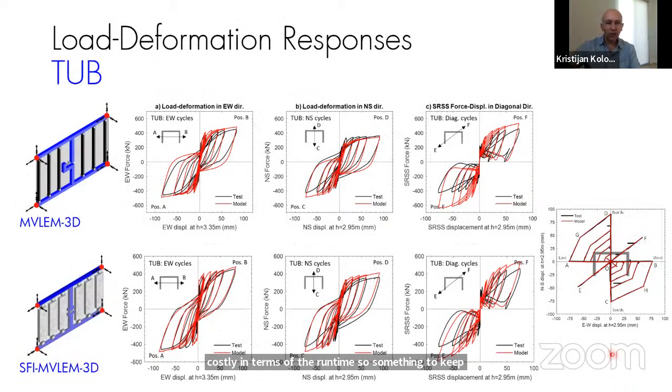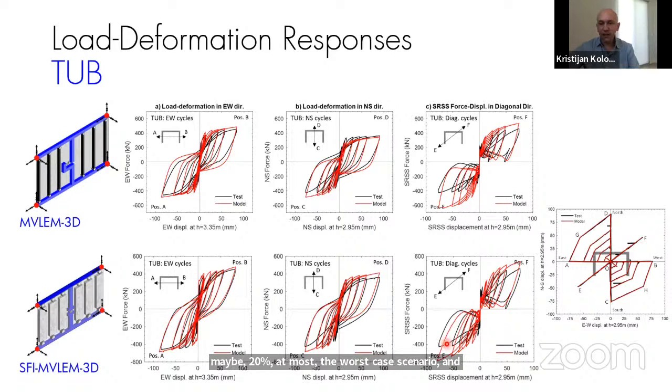When we're looking at the overall responses, here we see the responses in east-west, north-south, and diagonal directions. We can see slightly better response, especially in diagonal direction for the shear flexure interaction model. But I would say overall, they're all reasonable. One thing you can notice here is that in the diagonal direction, both of these models tend to overestimate capacity by maybe 20% at most in the worst case scenario.